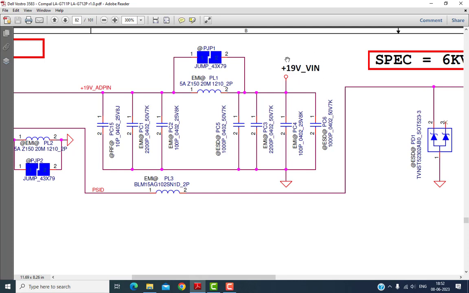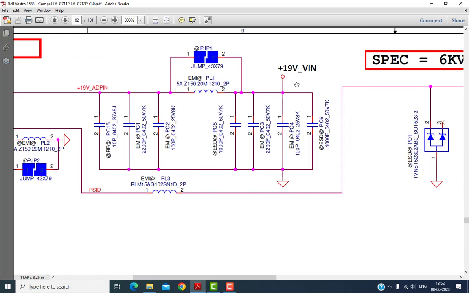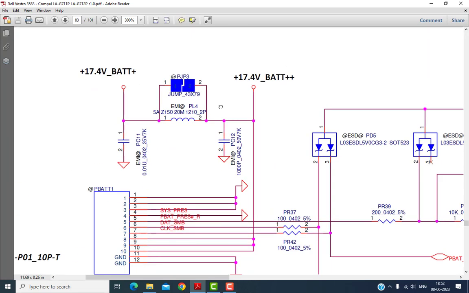This page is page number 82, and the voltage starts from here and ends up here. Wherever you find this plus 19V underscore V in, those points are connected to each other. This is how you have to see the connectivity between the signals or between the voltages. We'll scroll to the next page.